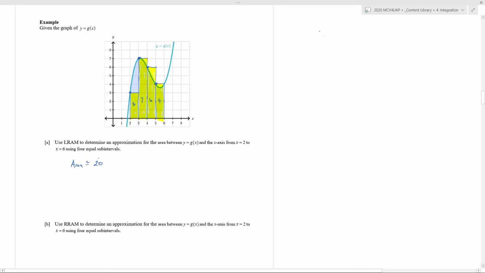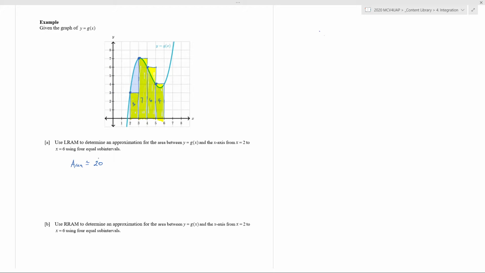Now, I'm not sure if that's totally going to be an overestimate or underestimate. The first rectangle underestimates the actual area, and the last 3 kind of give us a little extra, so they're overestimating the area. But in total, I'm not sure whether those 3 extra pieces would cancel out the underestimated rectangle. In any case, the area there is 20.